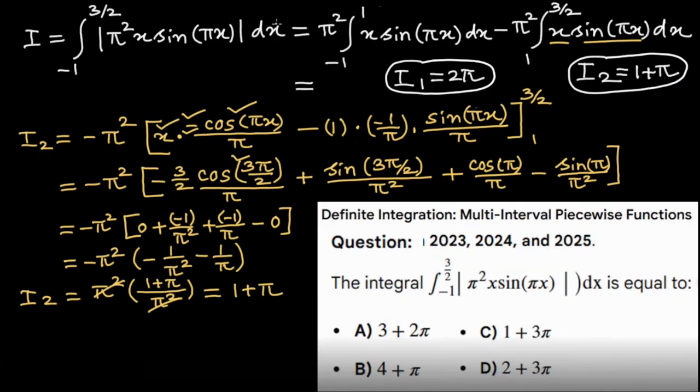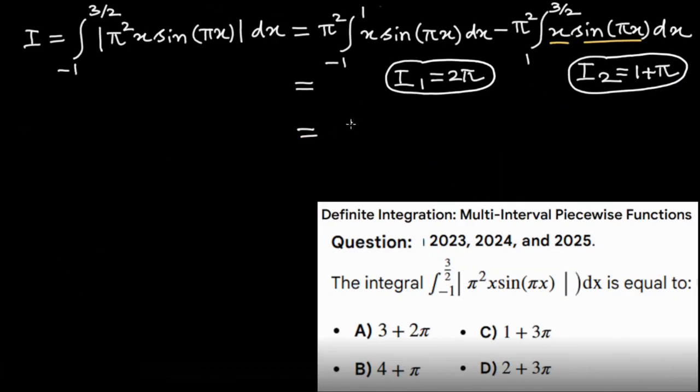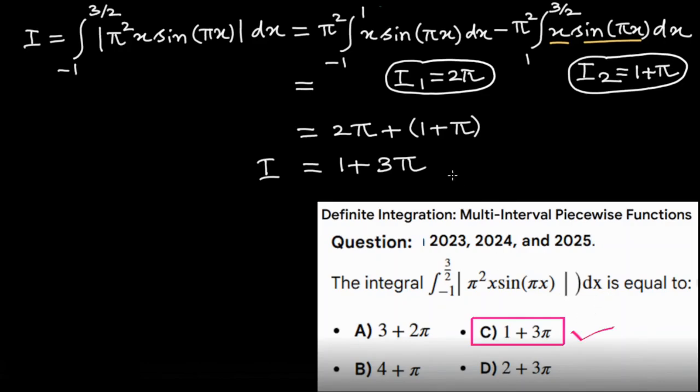After adding I1 and I2, what we get is 2 pi plus 1 plus pi, 1 plus 3 pi. So that is the value of I. Hence the correct answer option here is C, 1 plus 3 pi, this one here.